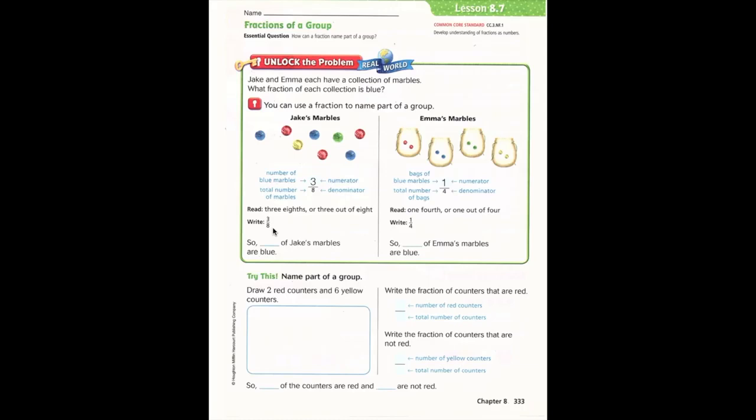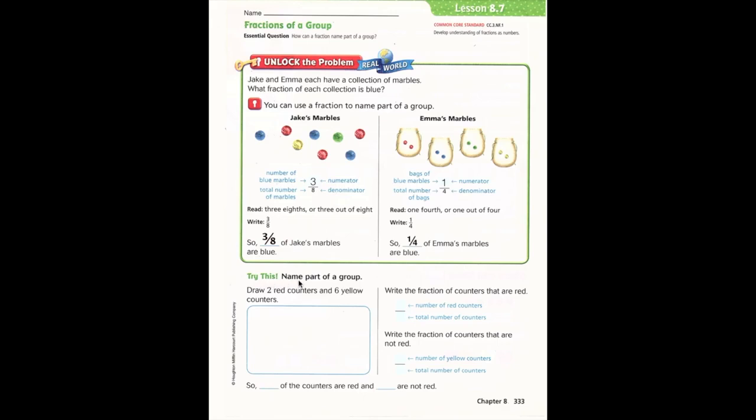So let's look back at Jake's. His is 3/8 blue, because he has 1, 2, 3 out of 1, 2, 3, 4, 5, 6, 7, 8 marbles. And Emma's is 1/4 blue. All right. Again, if you have questions, please write these down. Be prepared to ask them tomorrow in class.